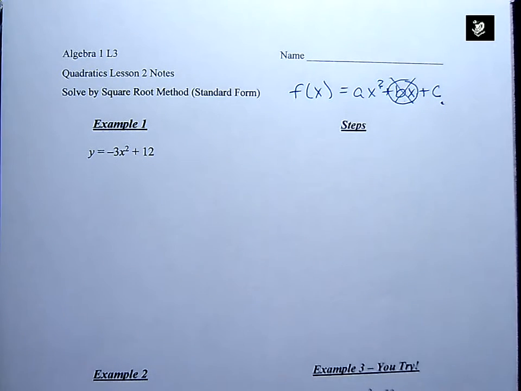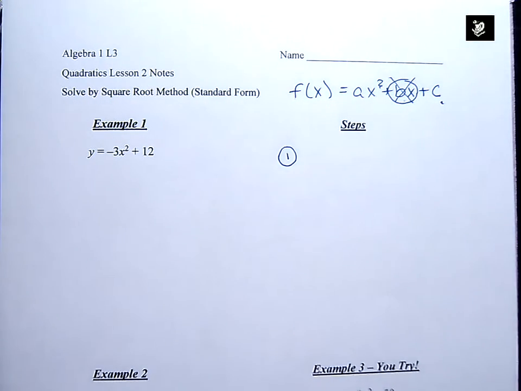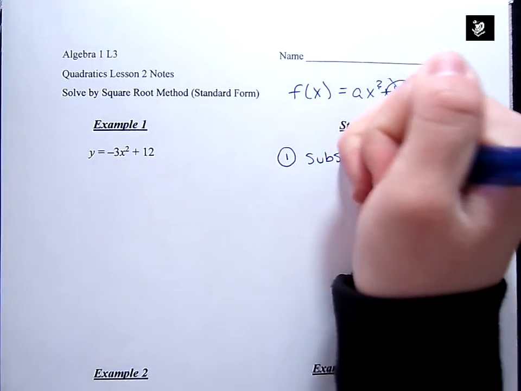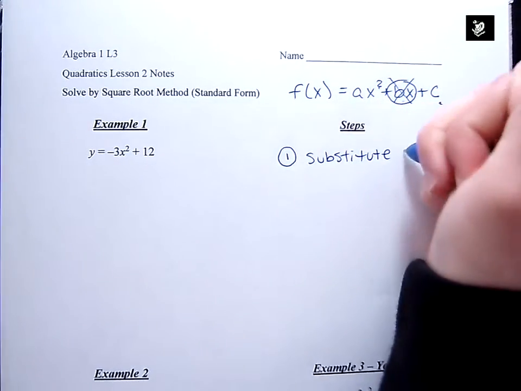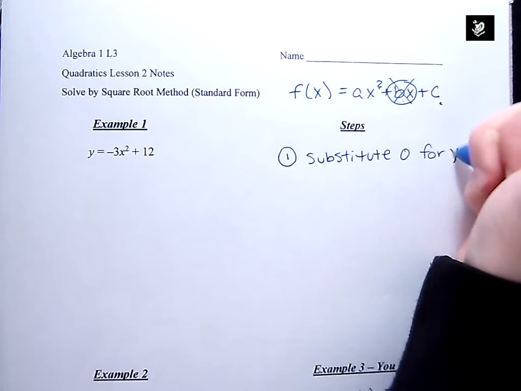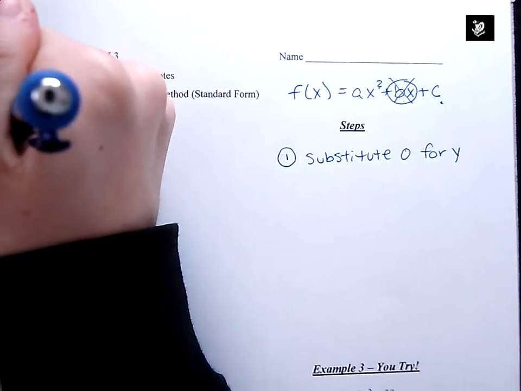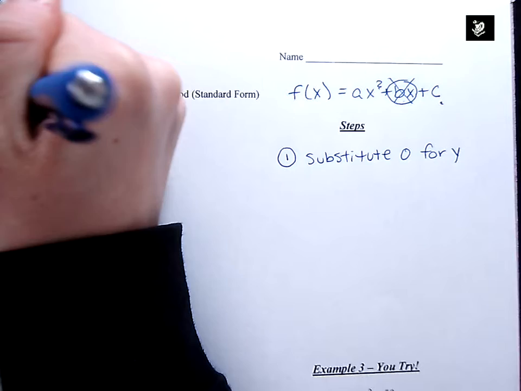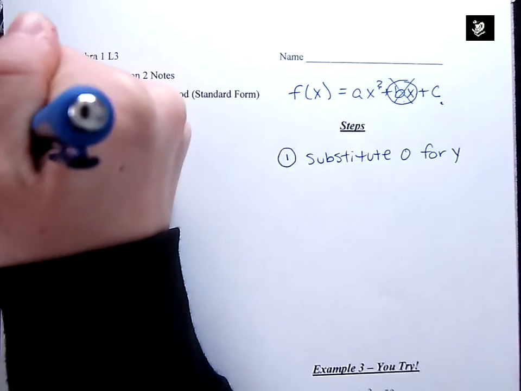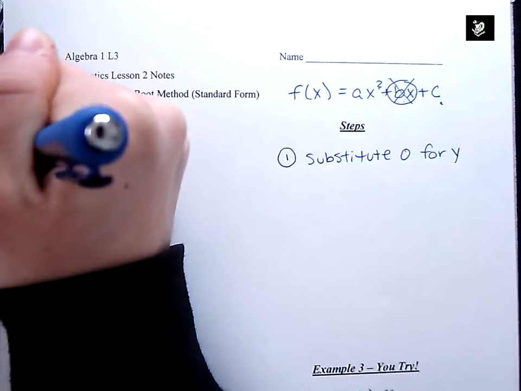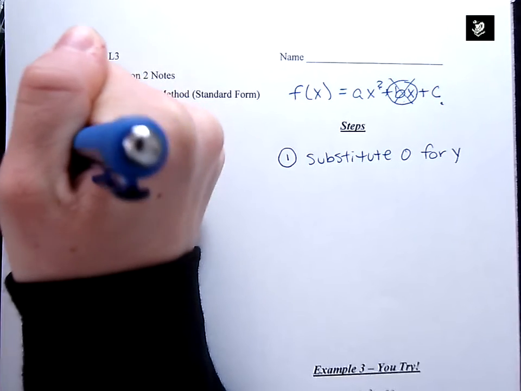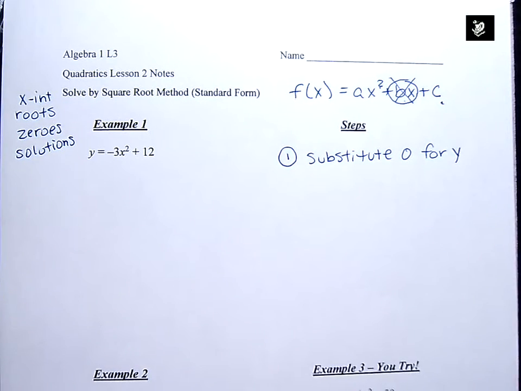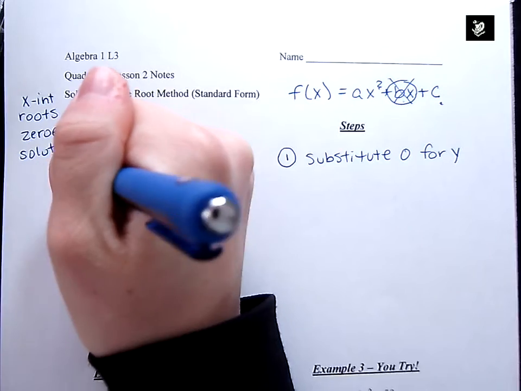So step 1, just like step 1 for when we did the vertex form, we are going to substitute 0 for y. Because remember, we're still trying to find those roots, those x-intercepts, the zeros, the solutions, whatever you want to call them. We're just still doing the same thing here. Okay? So I'm going to plug 0 in for y.